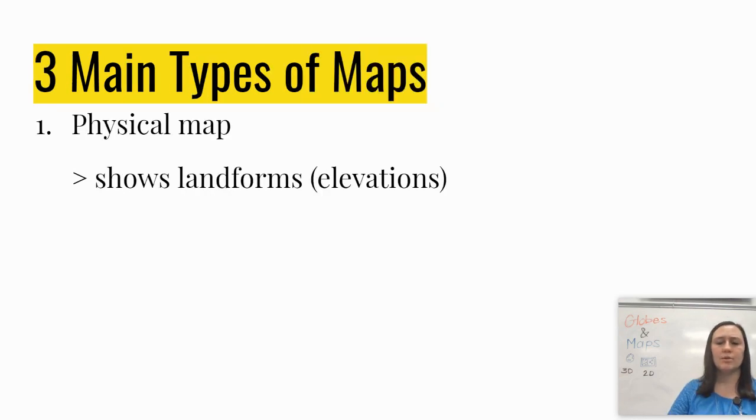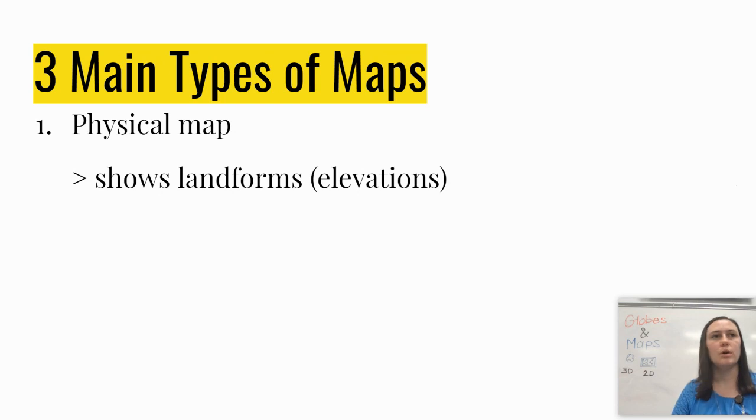And now we're going to talk about the 3 main types of maps that we're going to look at. You've also already seen this in bell work. A physical map is one, and that just shows landforms, elevations. A physical map, I always say, shows you physically what the place looks like. So you're not just going to have, oh, this is where Kentucky is. It would show you the mountains. It would show you the major rivers.